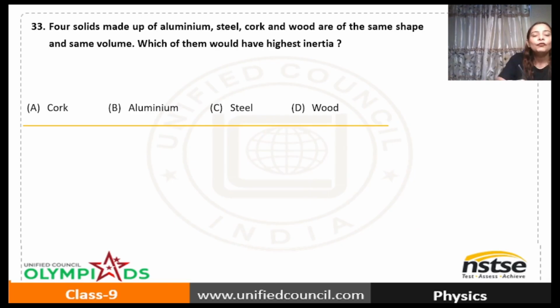Next question. Four solids made up of aluminium, steel, cork and wood are of the same shape and same volume. Which of them would have the highest inertia? Now what is inertia basically?